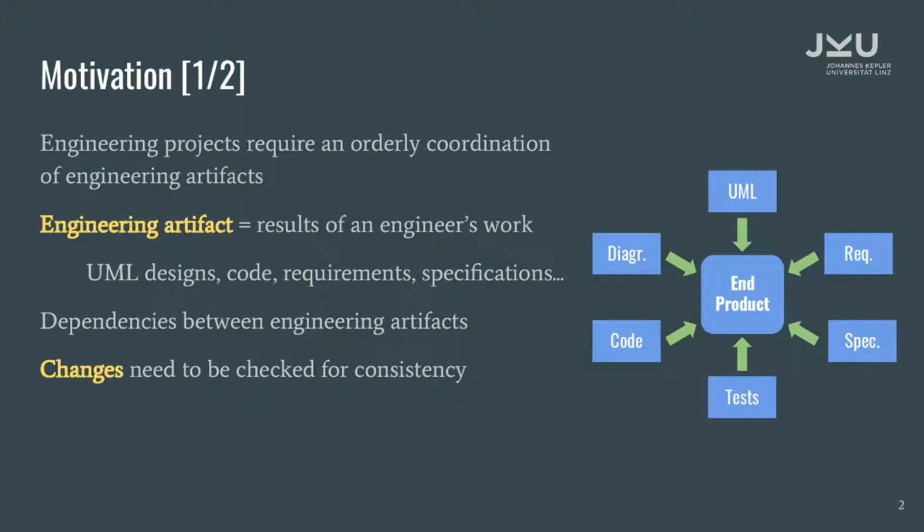As you know, engineering projects require an orderly coordination of engineering artifacts. Engineering artifacts are simply the results of an engineer's work or a byproduct thereof. For example, UML designs, code, requirements, specifications, and others. There are, of course, dependencies between these engineering artifacts, and when you change one engineering artifact, others might potentially have to change with it. So for example, if you change UML diagrams, you may have to change code that is documented in that UML diagram. These changes need to be checked for consistency.